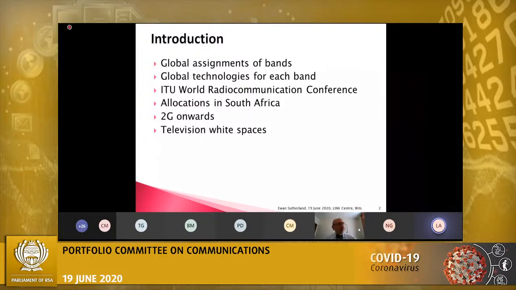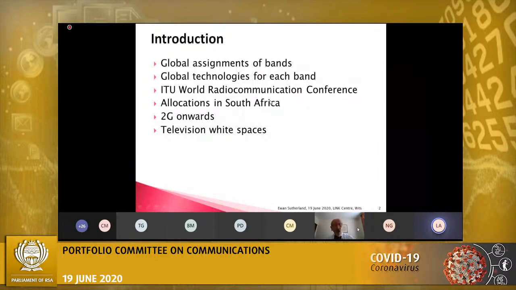A long time ago, the Titanic sank in the Atlantic Ocean after running into an iceberg. At that point, it then sent out signals. Unfortunately, nearby shipping weren't listening on the right frequencies, and that led to some attempt to coordinate spectrum. So part of this is global assignment of bands.